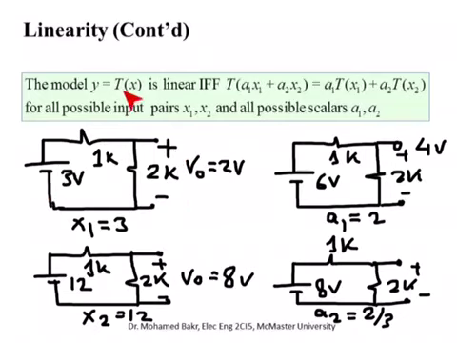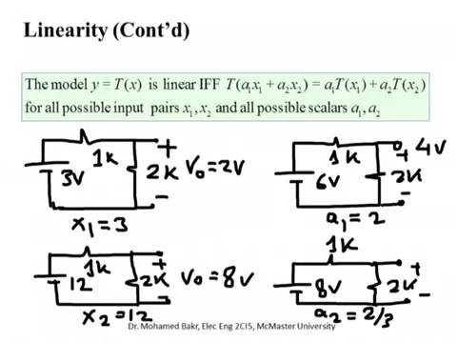So here Y is equal to T of X is equal to 2 over 3 X. And X is the value of this voltage. When you put here 3 volts, it means that you give X the value of 3. So X1 is equal to 3. And in that case, the output of the circuit, T of X1, is equal to 2.